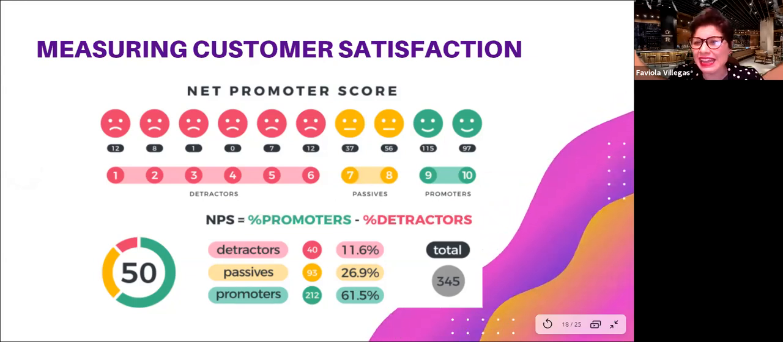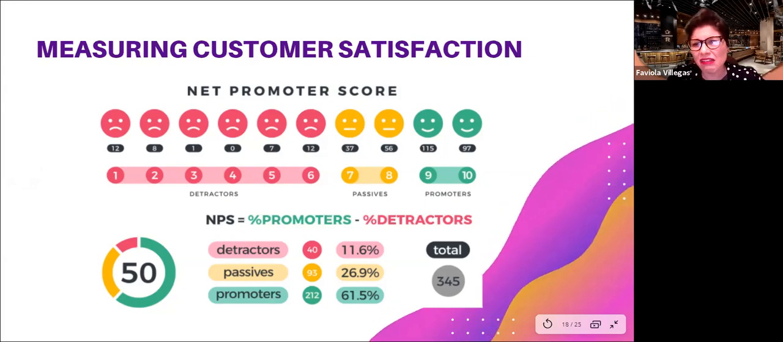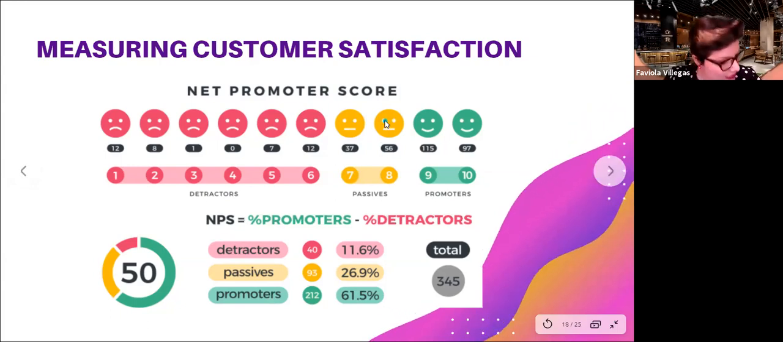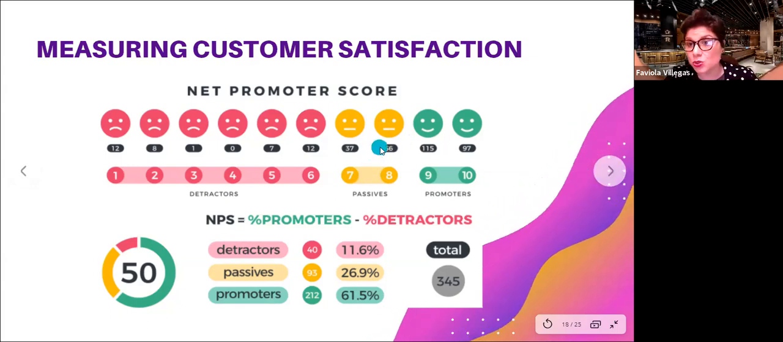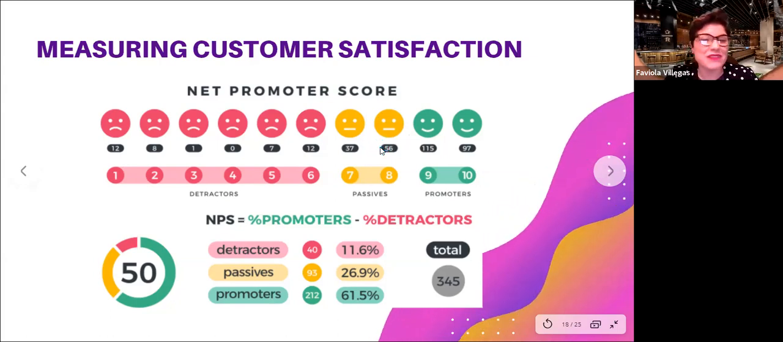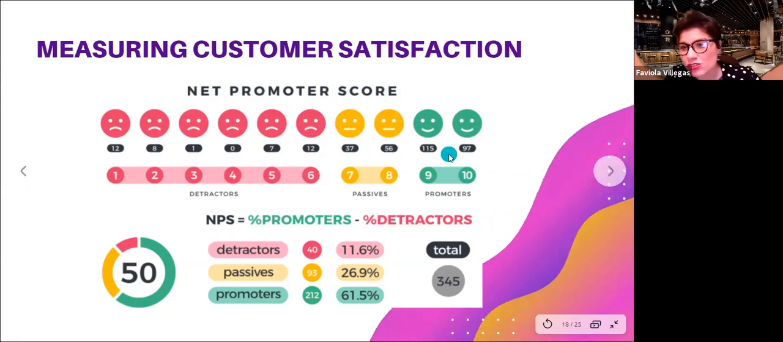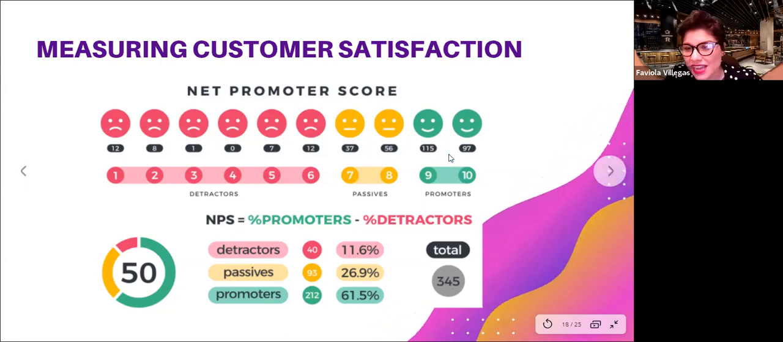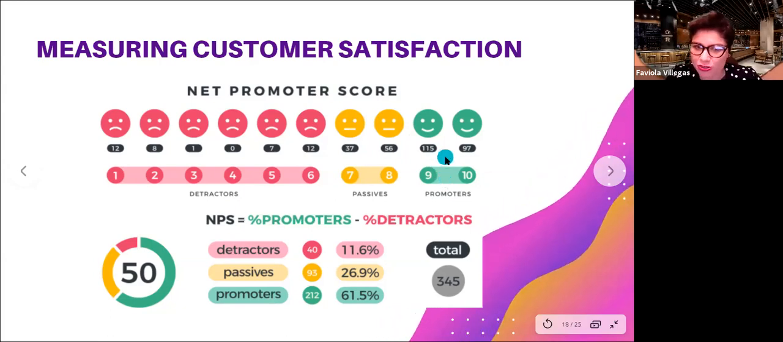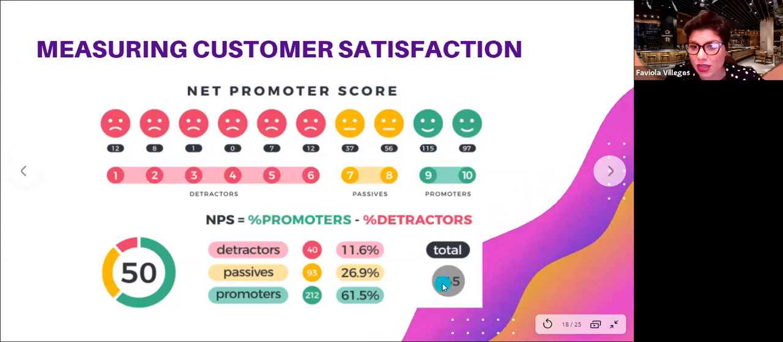They're the meh. How do you think my product is? Meh, it's okay. It is not that bad, because maybe those neutrals, you can make them your fans, your brand evangelists. And those that qualify you with a 9 or a 10, those are the promoters. Okay, so how can you calculate the Net Promoter Score?